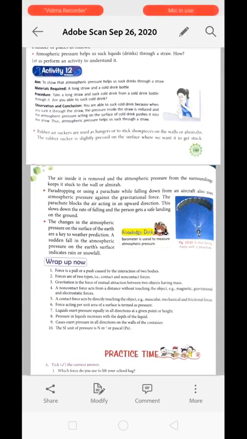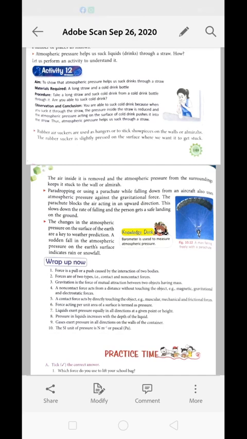Next, rubber air circles are used to hang or stick show pieces on a wall or almirah. The rubber circle is slightly pressed on the surface where we want to stick them. Actually, what happens over there? The air present inside the rubber circle is removed by pressing it slightly on the wall.